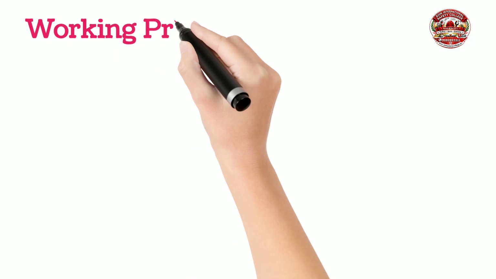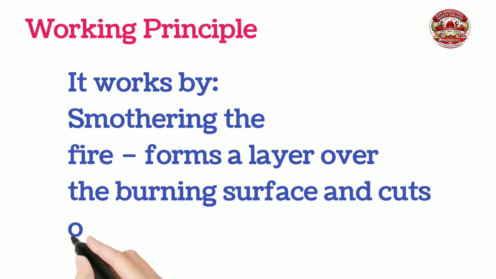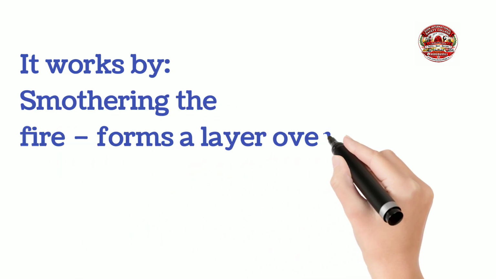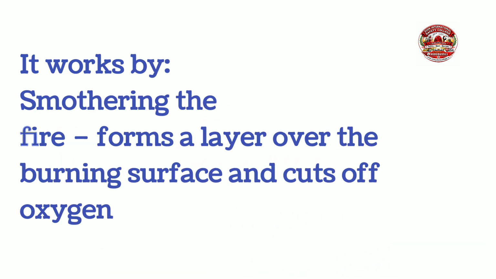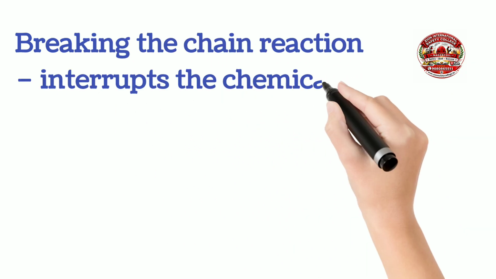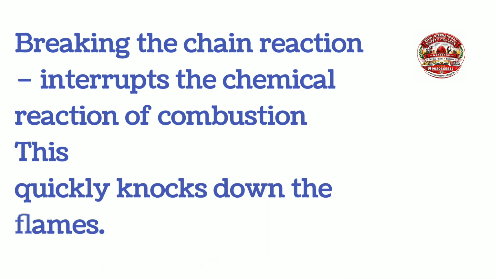Working principle. It works by smothering the fire, forms a layer over the burning surface, and cuts off oxygen. Breaking the chain reaction interrupts the chemical reaction of combustion. This quickly knocks down the flames.